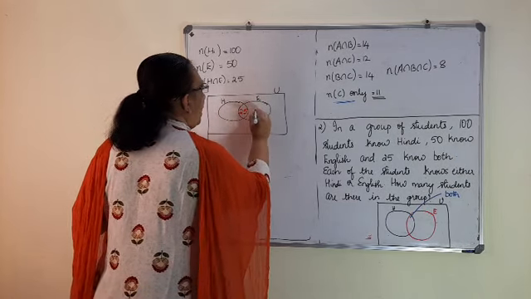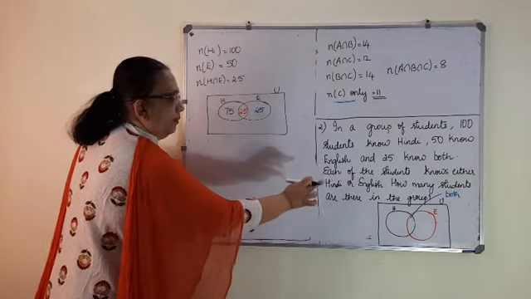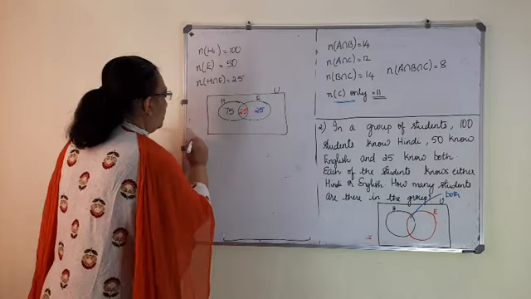And 100 know Hindi. So how many know Hindi alone? 75 students. So what is the question? How many students are there in the group? Total students in the group is equal to 75 who know Hindi alone, 25 who know both languages, 25 who know English alone. So that is equal to 125. Is that clear to you?